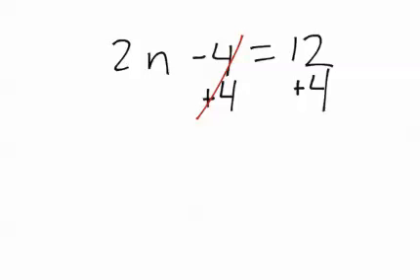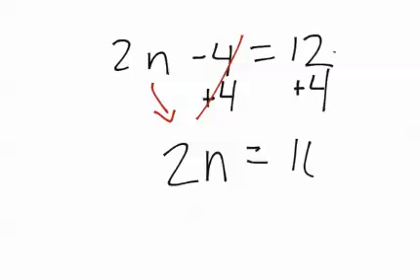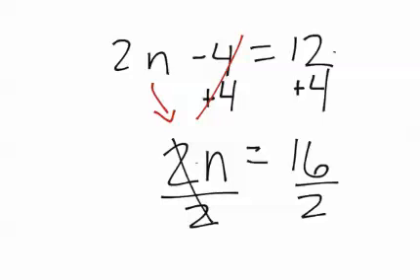Then I'm going to bring my 2n down. You don't need to draw the arrow. So I'm left with 2n equals 12 plus 4. 12 plus 4 is 16. Now you're at a one-step equation, and we're really good with these, very familiar. 2 and n are multiplying, so the inverse of multiplication is division. So we're going to divide by 2; 2 divided by 2 on the left side cancels out, and we're left with n equals 8.